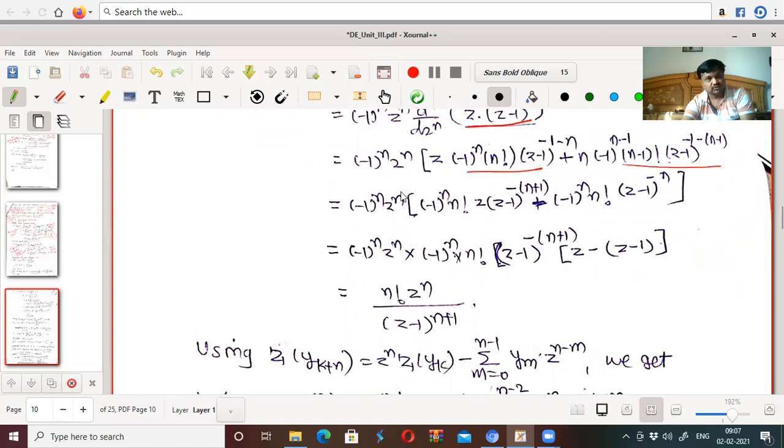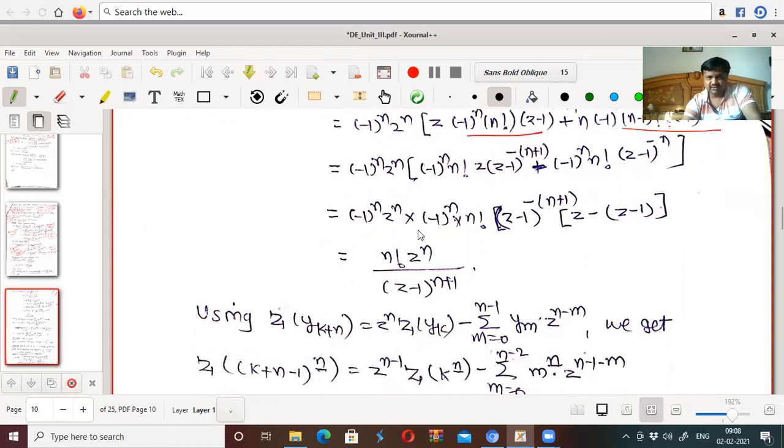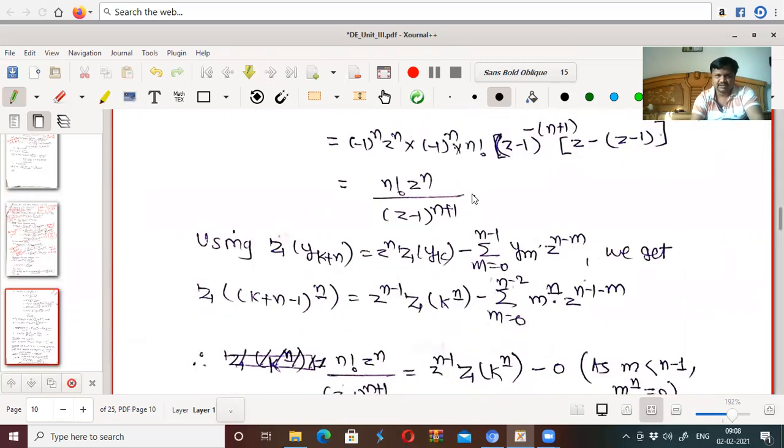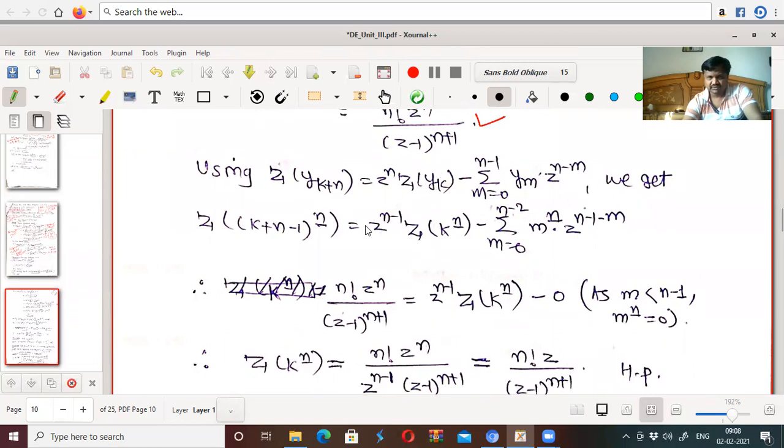(-1)^n times z^n times the bracket (-1)^n n factorial z (z-1)^(-(n+1)). This is just an adjustment of this term. (-1)^n z^n times (-1)^n n factorial. Again, you can write (z-1)^(-(n+1)) as common, and you will get this term. So this term becomes n factorial z^n upon (z-1)^(n+1).